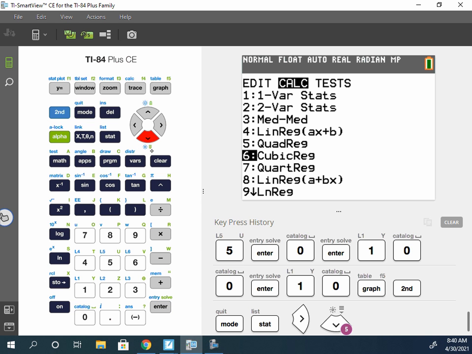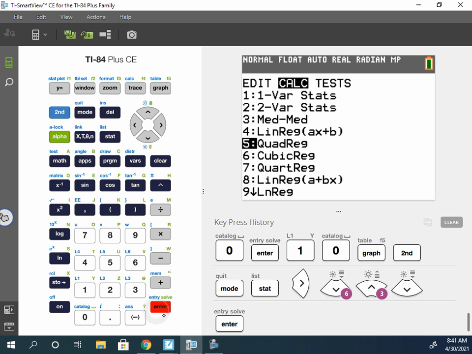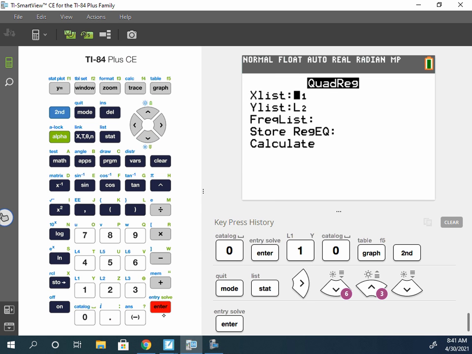Now there's two types of functions that this could be. One of them is that it could be a quadratic regression, a quadratic type of line. So let's do it. Go down to 5, have it highlighted, hit enter.